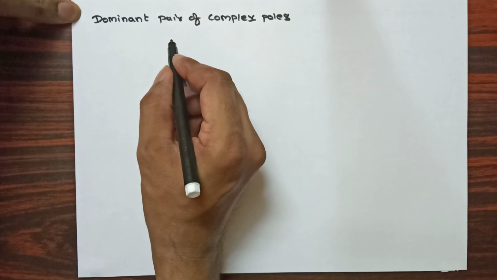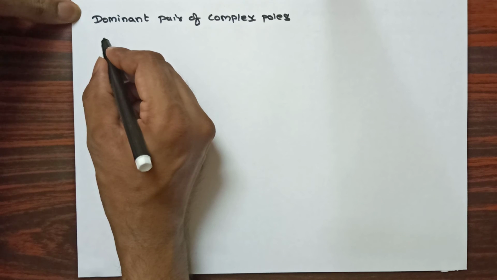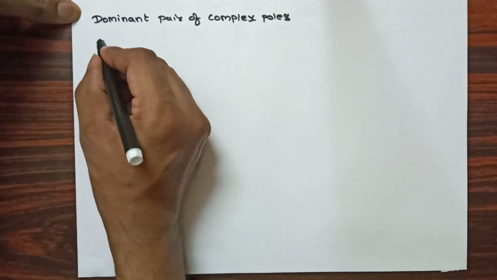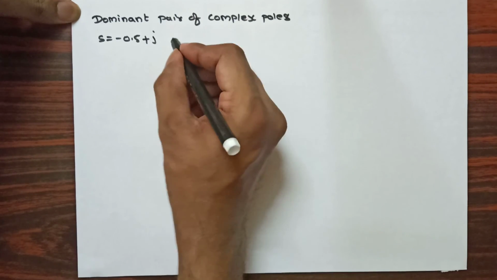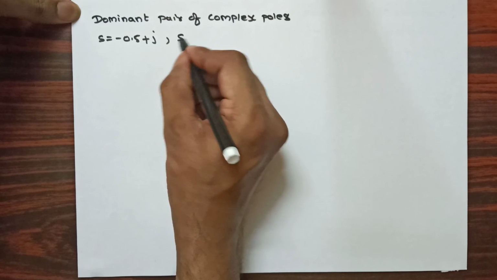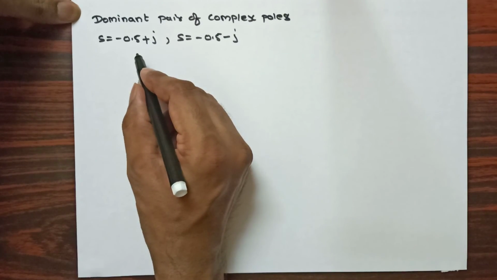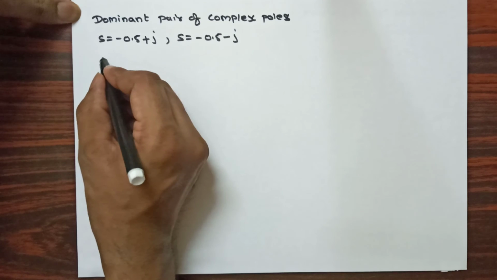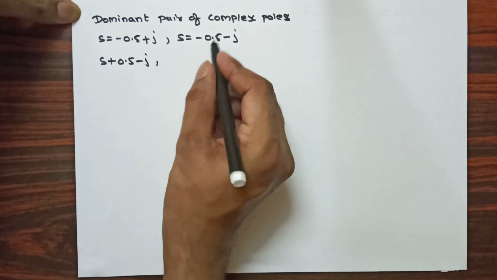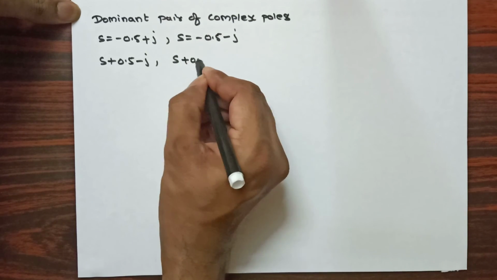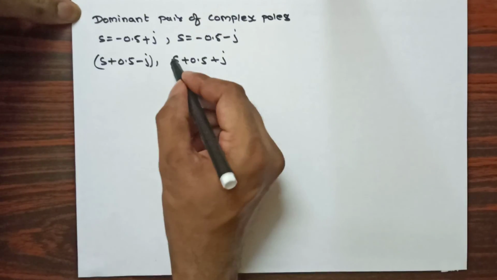So in this, the dominant pair of complex poles from the graph, at the intersection of the locus and the angle theta, I got s = -0.5 + j, and the other pole s = -0.5 - j. These are the two dominant complex poles. This can be written as (s + 0.5 - j), and this can be written as (s + 0.5 + j). So these are the two dominant poles I got.